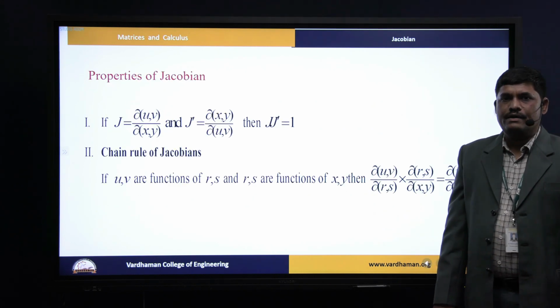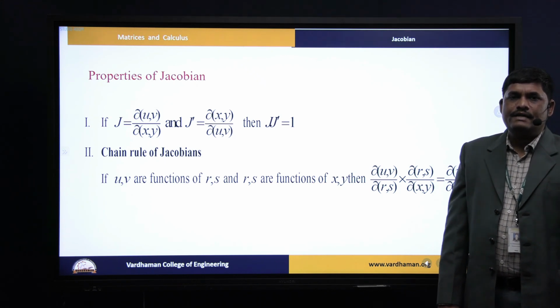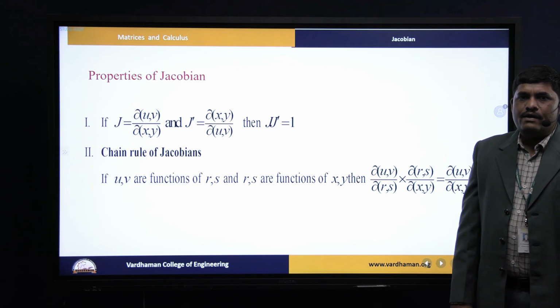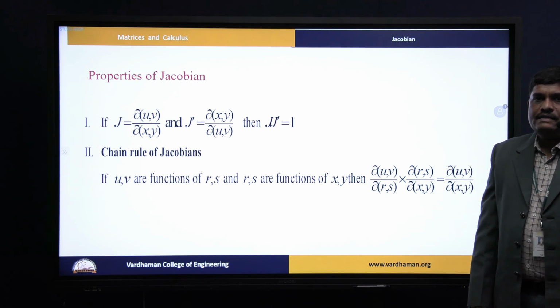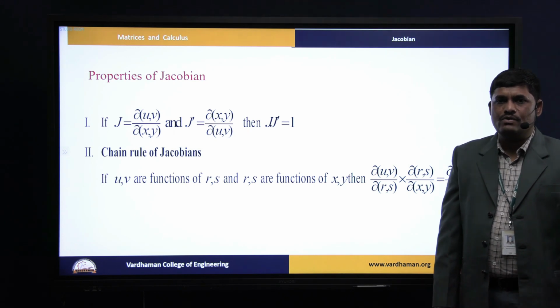Properties of Jacobian. If J is equal to ∂(u,v)/∂(x,y) and J dash is equal to ∂(x,y)/∂(u,v), then J into J dash is equal to 1. Here J dash indicates the inverse of the Jacobian.